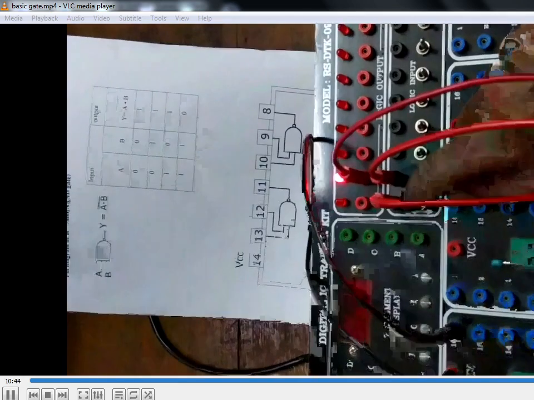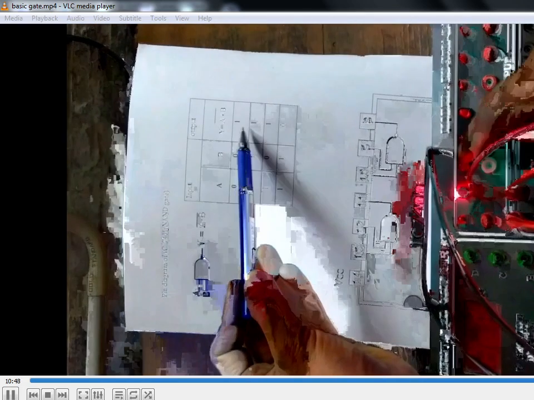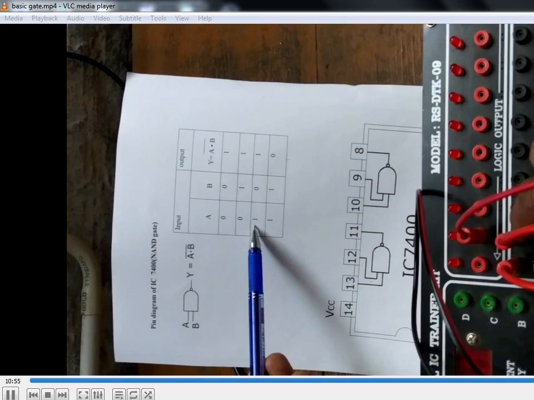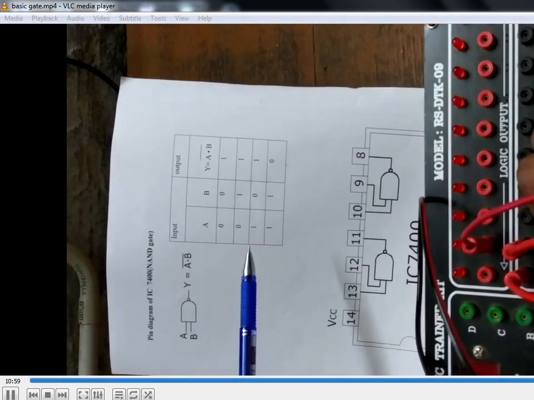When both the inputs are 0, 0, the output is 1. When A is 0 and B is 1, output is 1. When A is 1, B is 0, output is 1. When both the inputs are at logic high state, then the output will be at logic low state.